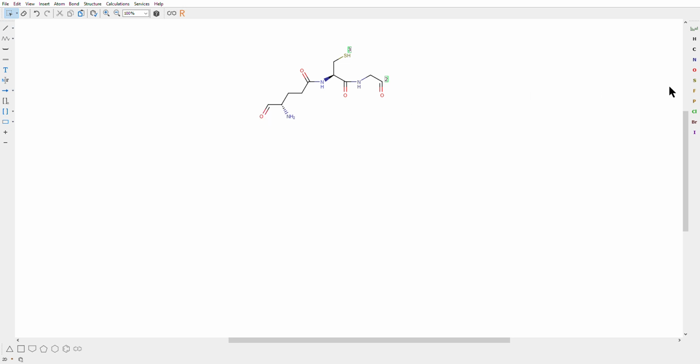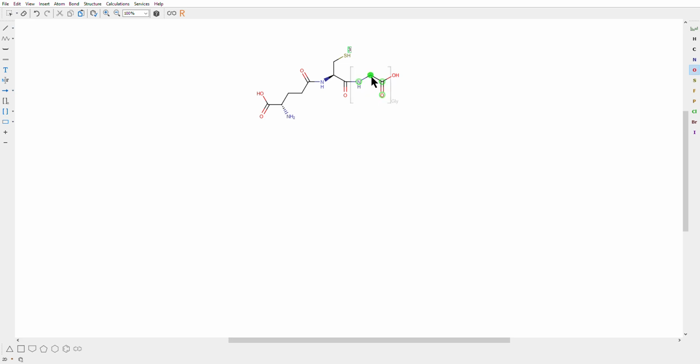carboxyl group. So we need to add a hydroxyl group. So we first add a bond, then we change the bond to the carboxyl group. Okay, now this one is also not right, so we need to add a second single bond, change this to the carboxyl group.